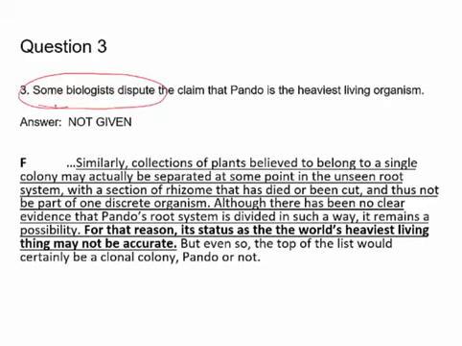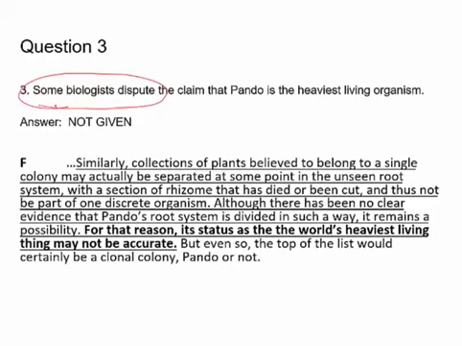Let's read through the part down below. It says, similarly, collections of plants believed to belong to a single colony may actually be separated at some point in the unseen root system with a section of rhizome that has died or been cut, and thus not be part of one discrete organism. Although there has been no clear evidence that Pando's root system is divided this way, it remains a possibility. For that reason, its status as the world's heaviest living thing may not be accurate. But even so, the top of the list would certainly be a clonal colony, Pando or not.